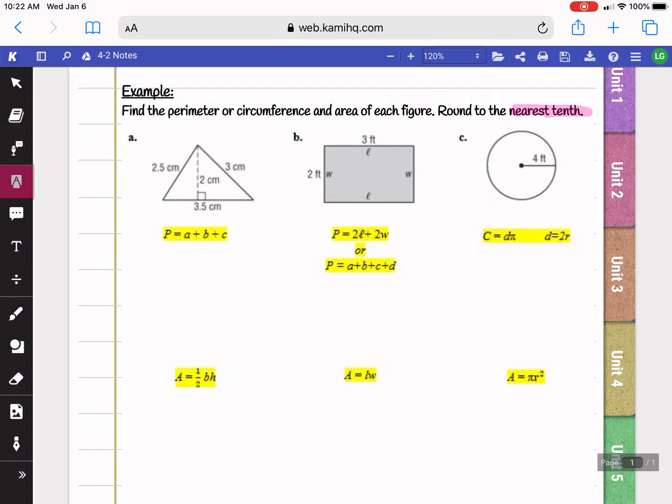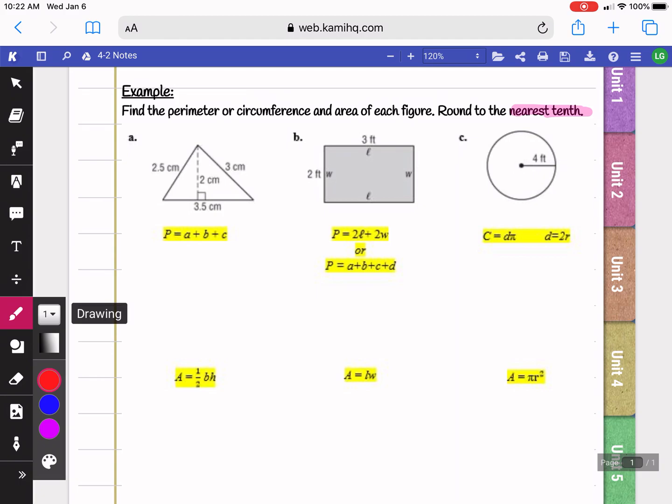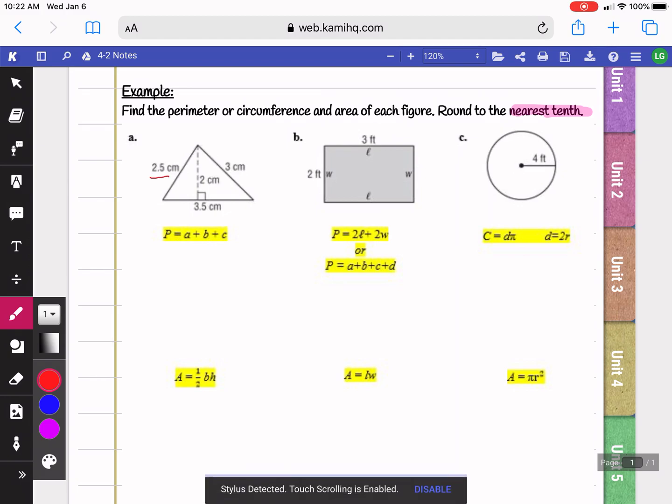Here for problem A, we're going to find the perimeter. Remember, perimeter is the sum of all the sides. So here I wrote a formula for perimeter, which is A plus B plus C, because this particular triangle has 3 sides. You don't have to write A plus B plus C, but I'm just doing that to show that I'm adding all 3 sides together. So I'm going to add the 2.5 centimeters, 3, and 3.5 centimeters.